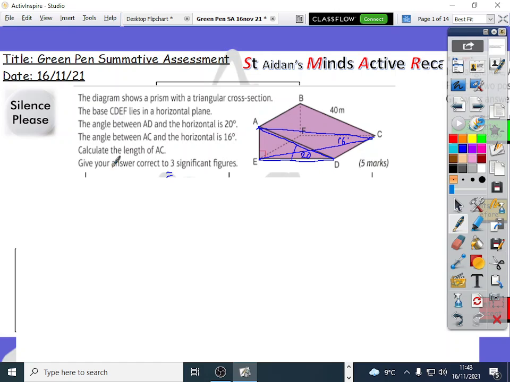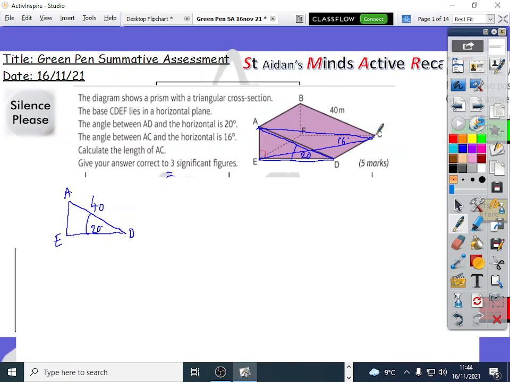Now what you want to do, as I've told you always, when you've got a 3D shape, is to break it down into a 2D one. So let's do the 2D shape first, where we've been given information about A, D, and E. We know that this length here is 40, which is parallel to this length, so this must be 40 first of all. And then secondly, we've been told that this angle is 20.